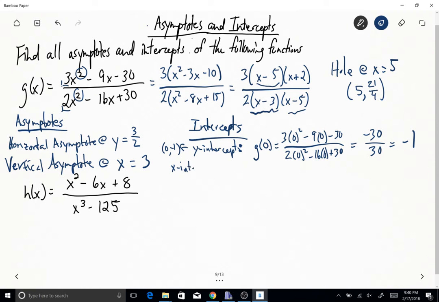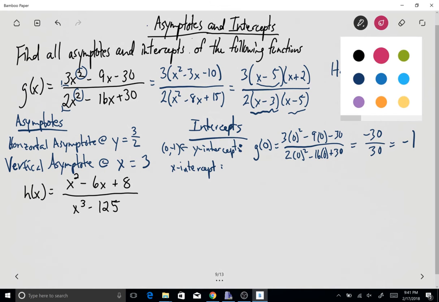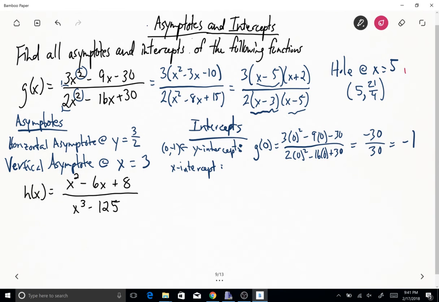So the x-intercept, that occurs when the numerator is equal to 0, as long as it's in the domain. Okay? Well, notice we already have this thing factored. So you have a hole at x equals 5. That would have been when the numerator equals 0, but since you have this factor here and this factor here, you've got a problem. It can't be an x-intercept.